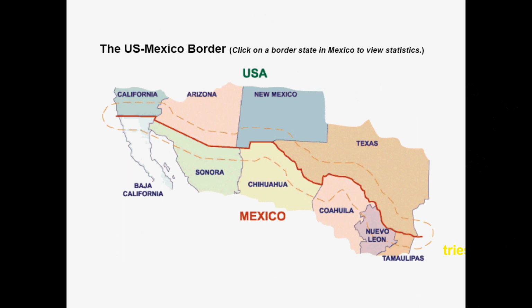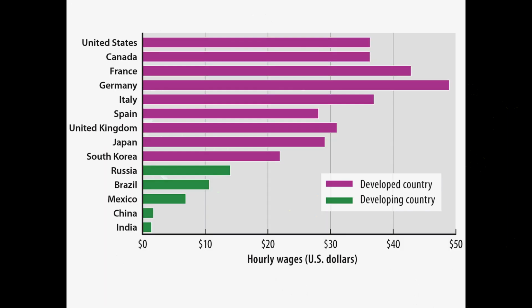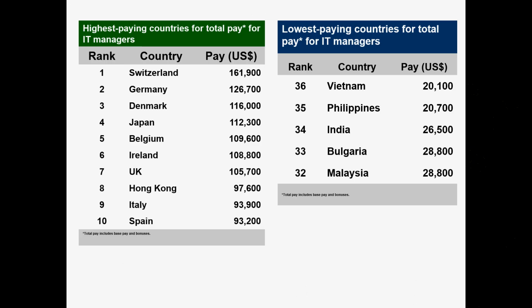So, the Maquiladora project between the U.S. and Mexico. And this is a slide that shows clear differences between different countries in terms of labor costs. Okay, so that gives a great incentive for U.S. and Western manufacturing facilities to move overseas.